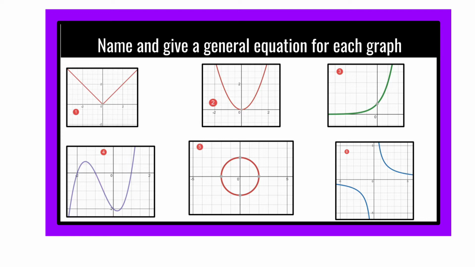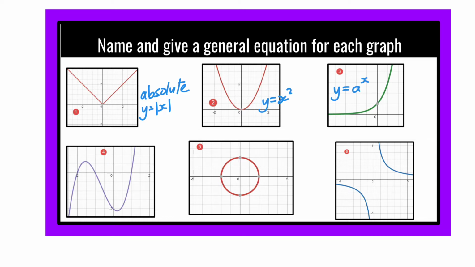So now that you've had a go, number one is an absolute graph. And remember, it's y equals x with the straight brackets. Number two is a parabola, y equals x squared. Number three, this is an exponential growth. And so when it's exponential, x is the power. So y equals some constant, could be k or a, you can name it whatever letter, but x is the power.